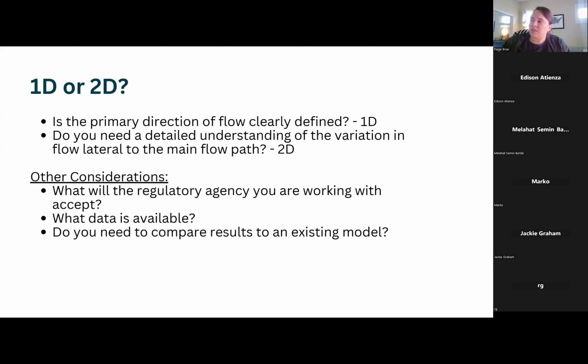Where 2D comes in is if the main flow path isn't very clear. Is there a lot of split flow? Is there a lot of braiding in the stream? These are all good situations for 2D modeling from a technical standpoint, and even from a standpoint of presenting the results. And that's just the technical side.